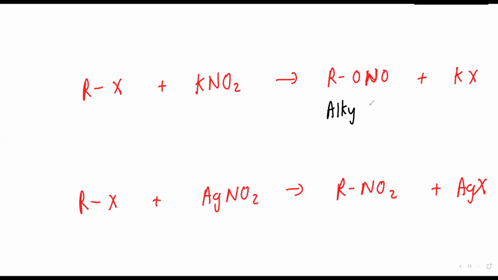Alkyl nitrite. Alkyl, and this is known as nitroalkane. Nitroalkane. Now you wonder, sir, why I have not given this in your notes, but I want you to write this. I'll show you.